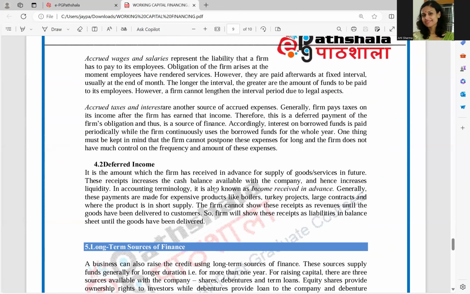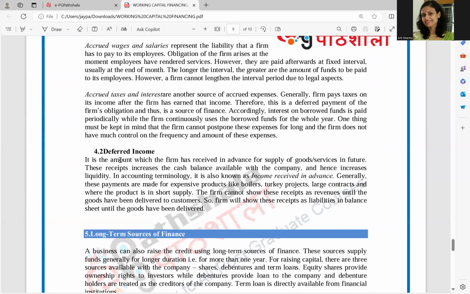Similarly, there is deferred income, and deferred incomes are the amounts which the firm has received in advance for supply of goods and services in the future. Like many companies, especially those who do production on an order basis, they take some advance, and that advance is actually a deferred income which works as a spontaneous source of finance for fulfilling so many day-to-day business needs.